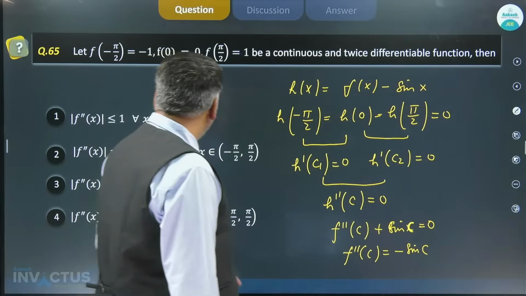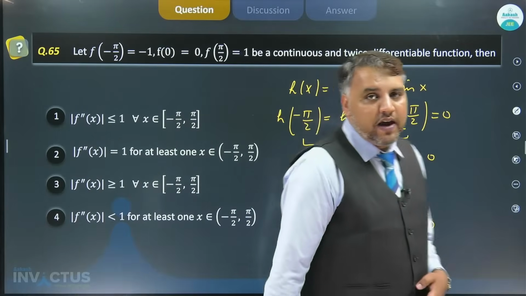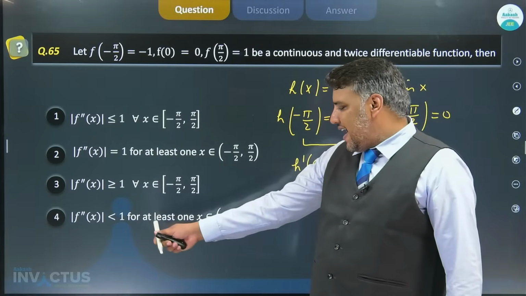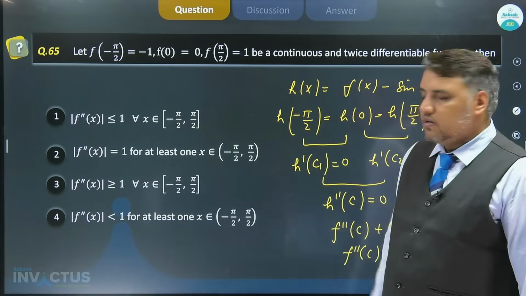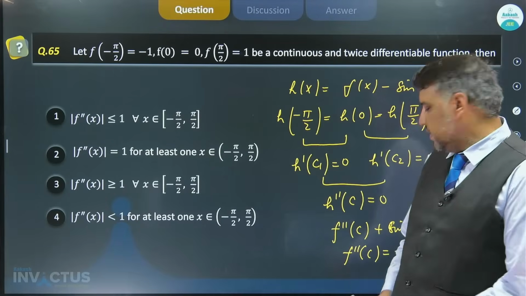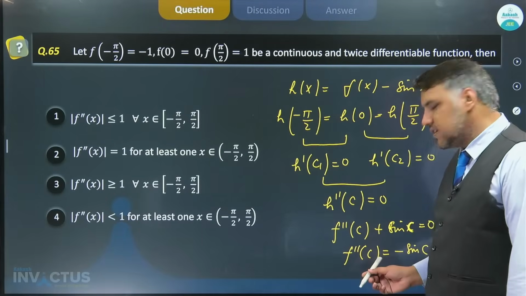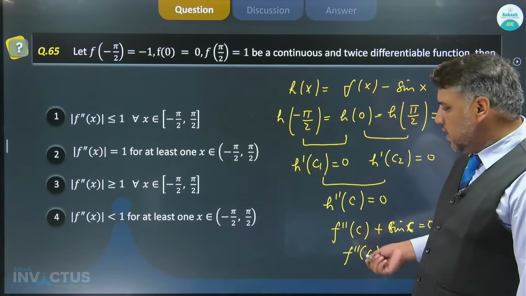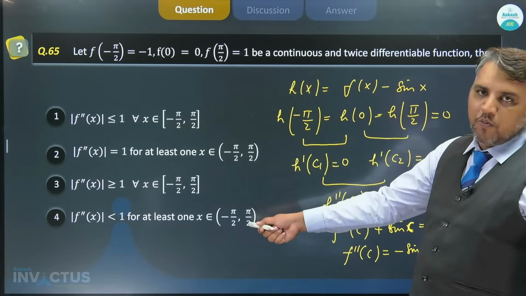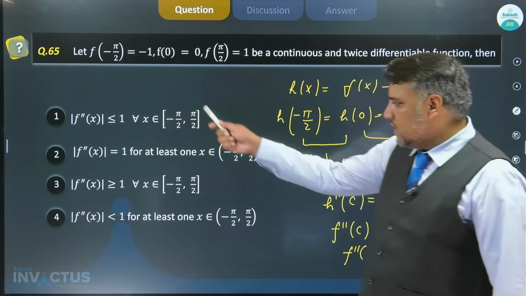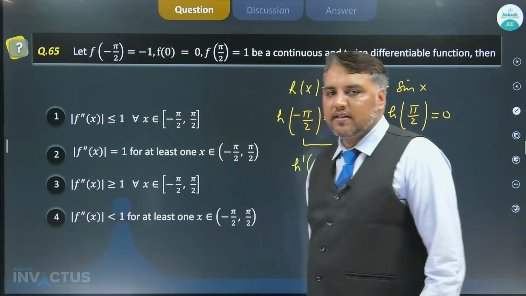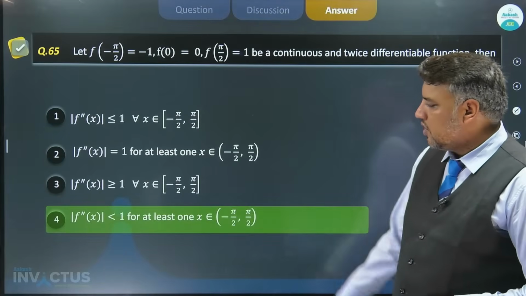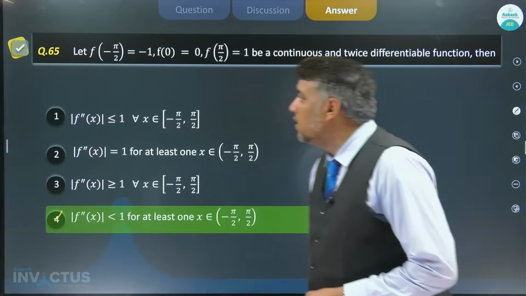So from here we can comment that the absolute value of f''(C) will be smaller than 1 for at least one C between -π/2 to π/2, because f''(C) is minus sin of C. So its magnitude will be smaller than 1 in the open interval -π/2 to π/2. So all these three options will be incorrect. Answer is 4. 4 is the correct answer.